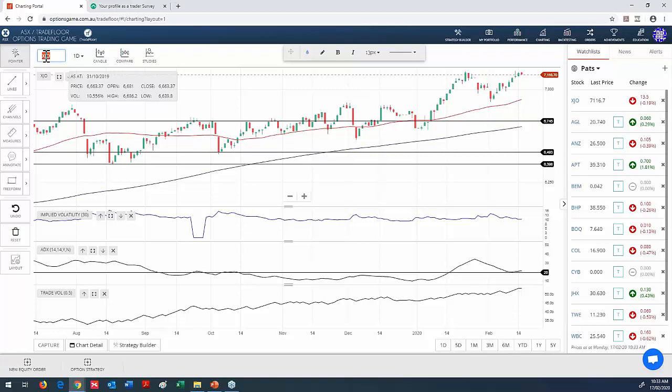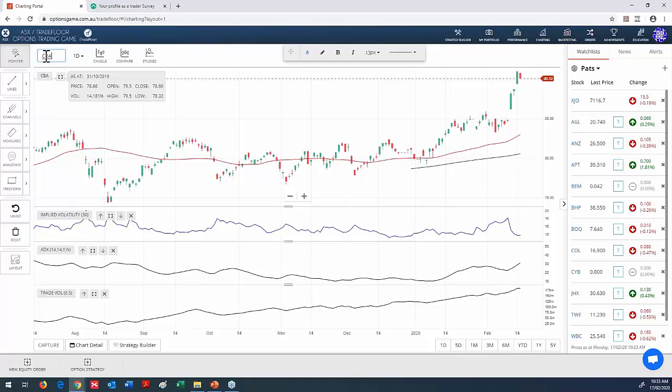Okay, we'll jump over to Commonwealth Bank this morning. If you have any questions or any stocks you want me to look at, feel free to send through the stock code and we'll have a look at what's going on with these stocks.